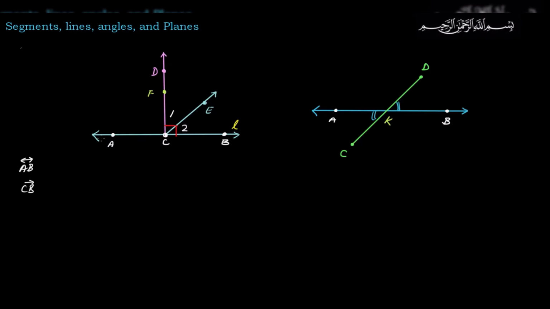And you would also agree that there's a ray over here, ray CA, correct? It's going in the opposite direction like this. And in fact, ray CB and ray CA are called opposite rays. If they're going in opposite directions, like 180 degrees, so to speak, they're called opposite rays.